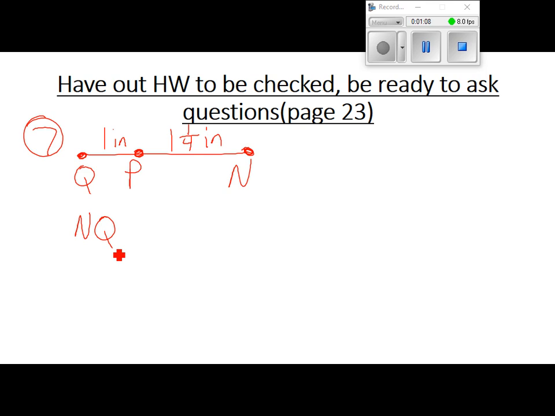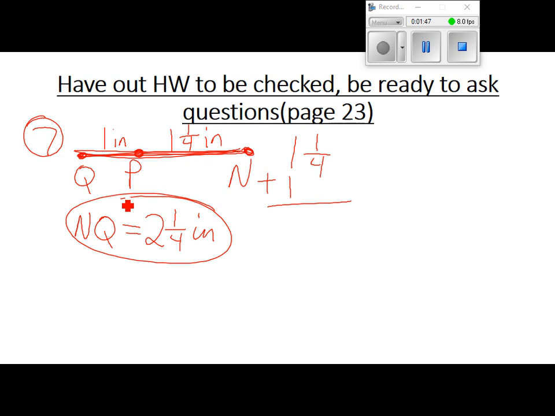What do we know that we're finding? There you go. The length of segment NQ. How do you know that's a segment, not a line or ray? Because you're finding the what? The measurement, the length. How are we going to find the length of this segment from N to Q? What are we going to do with those two? So we got 1 1/4 inches plus 1 inch. What's that give us? 2 1/4 inches. Just add.